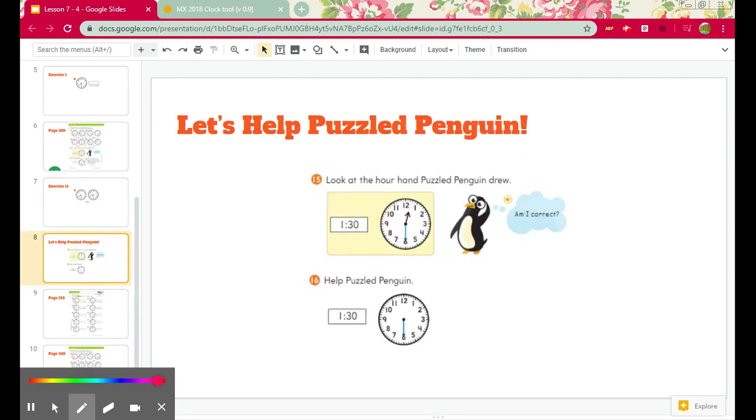Let's help Puzzled Penguin. Look at the hour hand Puzzled Penguin drew. Here's his hour hand. It is between the 12 and the 1. The digital clock says it's 1:30. Is Puzzled Penguin correct? No, Puzzled Penguin is wrong. What did Puzzled Penguin do wrong? Puzzled Penguin's clock says that it is 12:30, not 1:30.